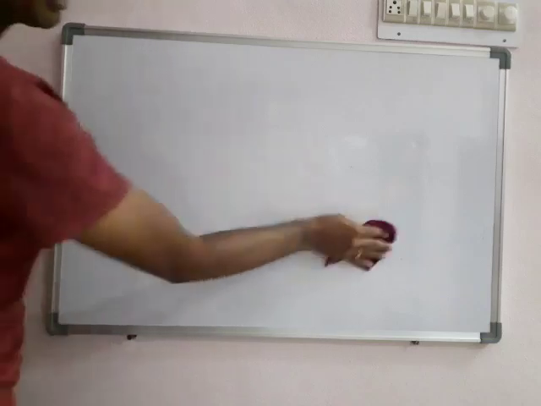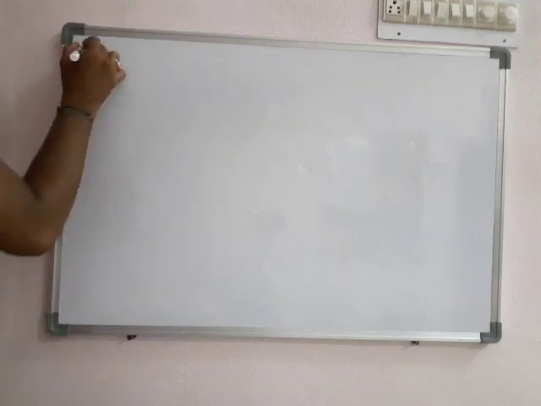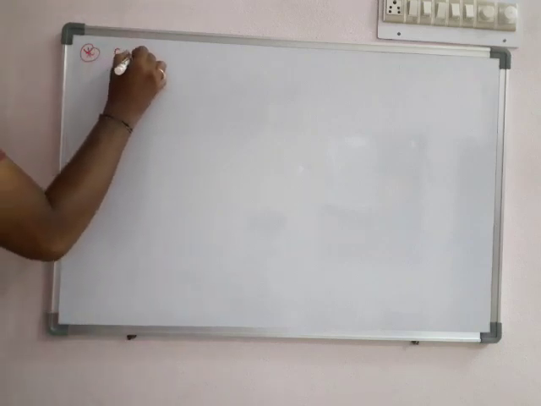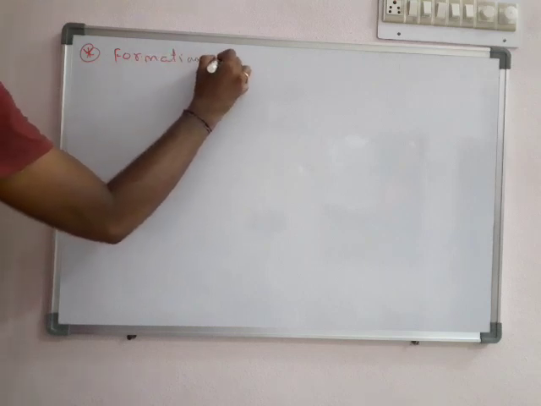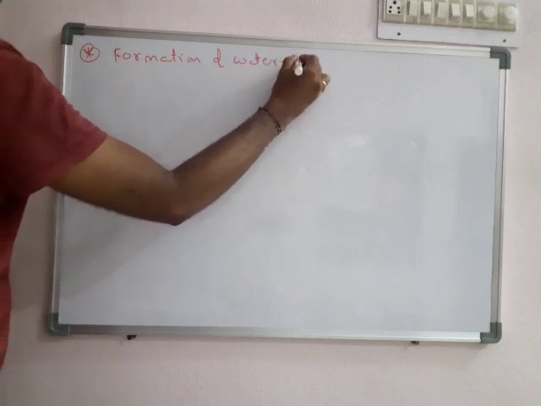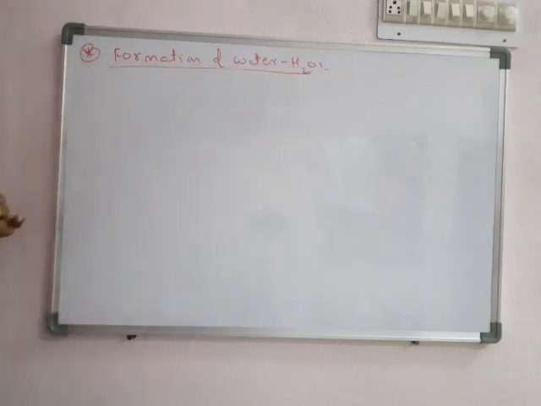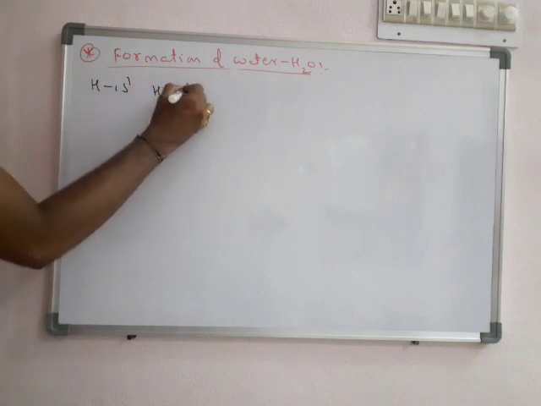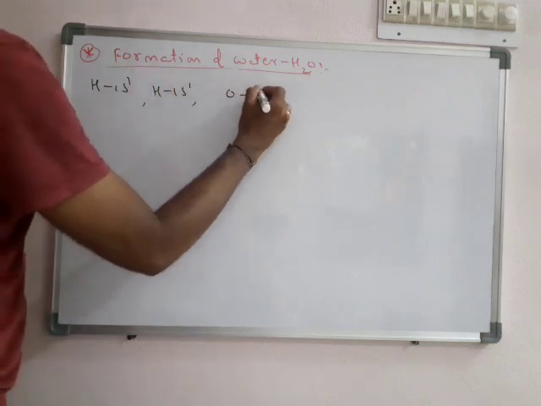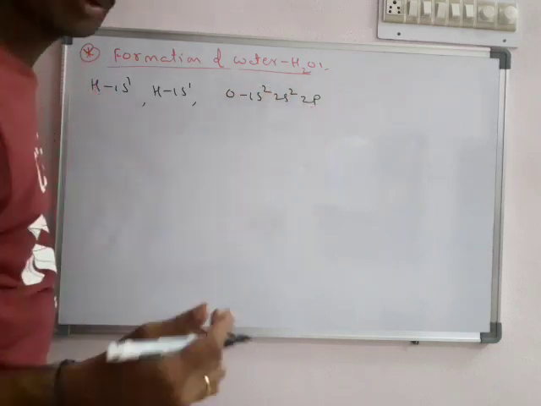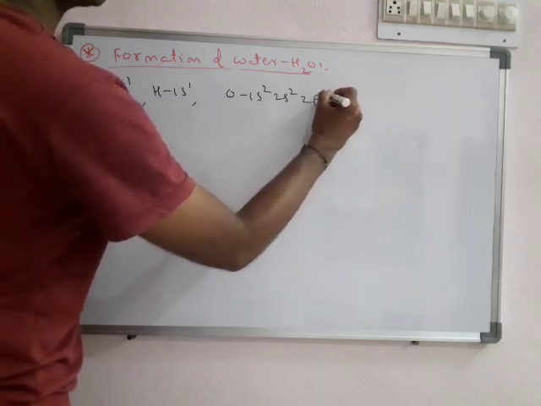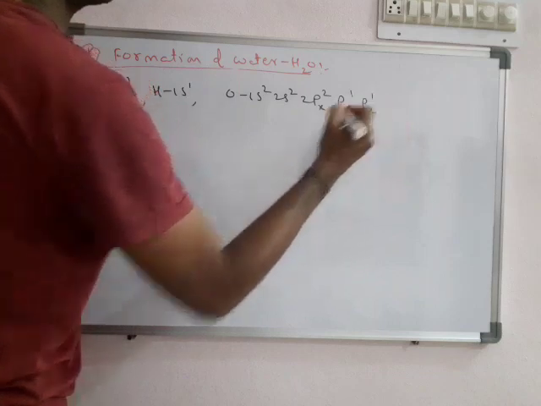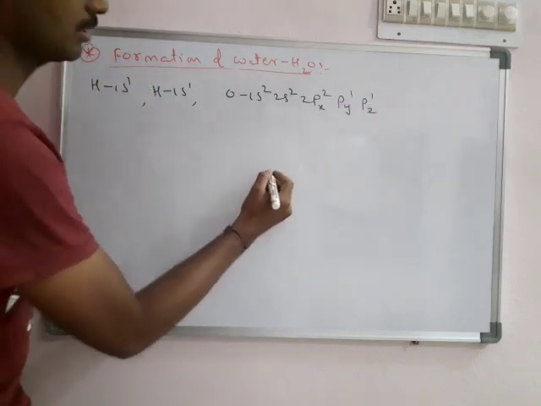Like see, this is another example, having three atoms. That is the formation of H2O molecules. So what are the configurations? Hydrogen is 1s1, hydrogen is 1s1. So what about the oxygen? 1s2, 2s2, 2p4. The 4 means we need to split, as px2, py1, pz1. Okay. So now see this py, pz.